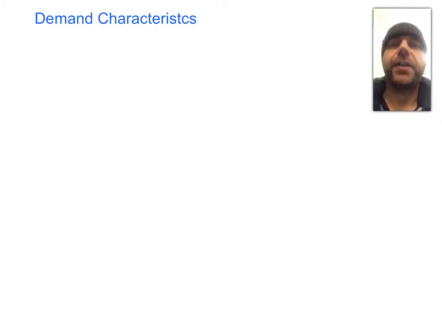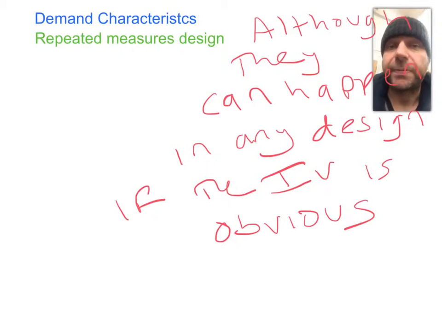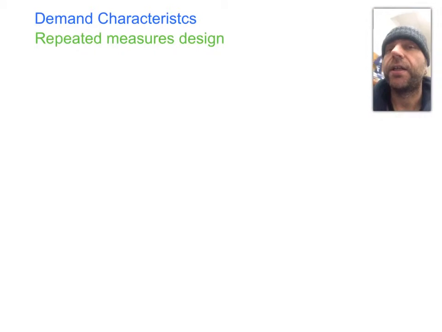Let me tell you a little bit about demand characteristics. Now, demand characteristics usually happen in a repeated measures design. What's a repeated measures design? Well, that's when the same participants do both conditions. And the demand characteristics occur when, by doing two conditions, the participants work out what the hypothesis will be because they see the independent variable.